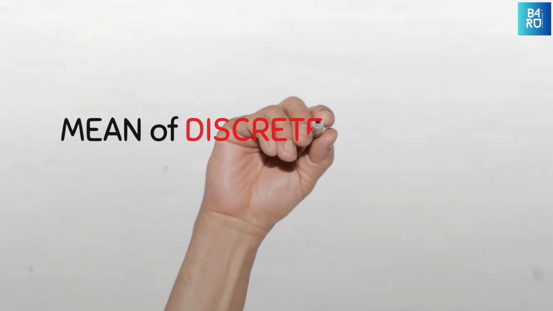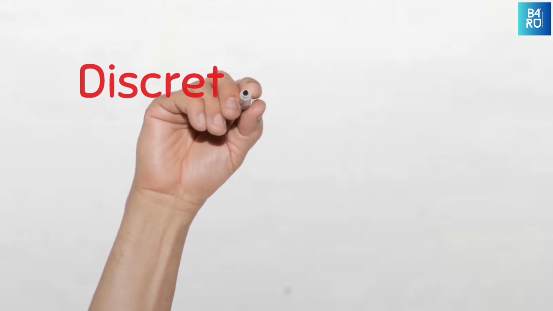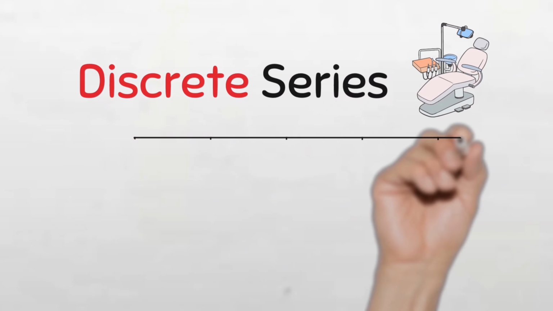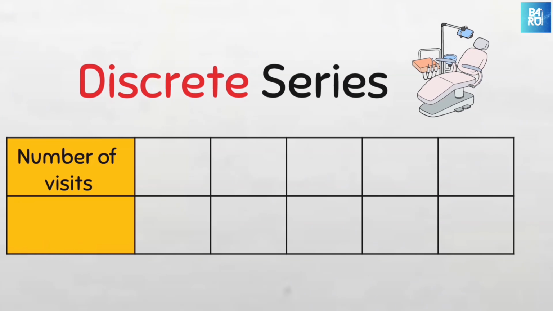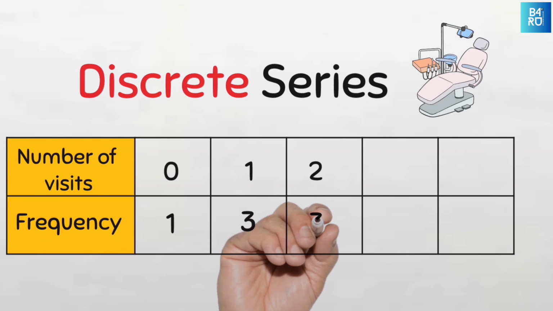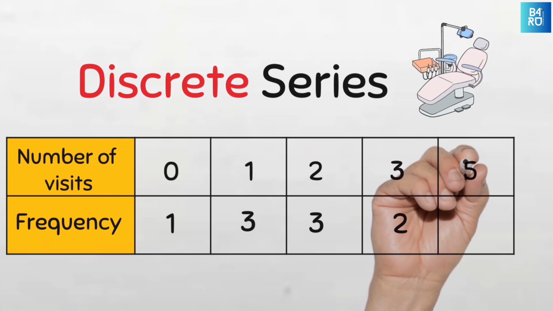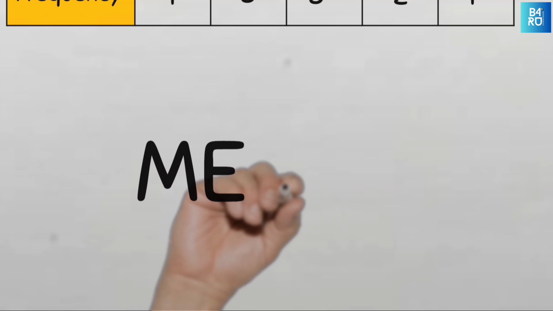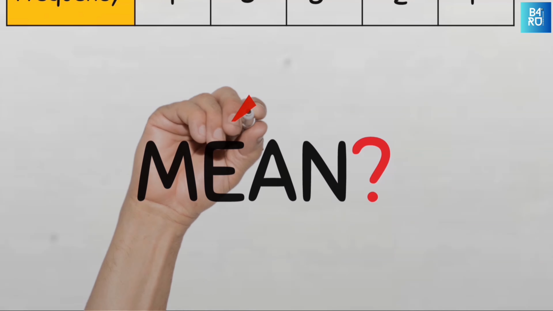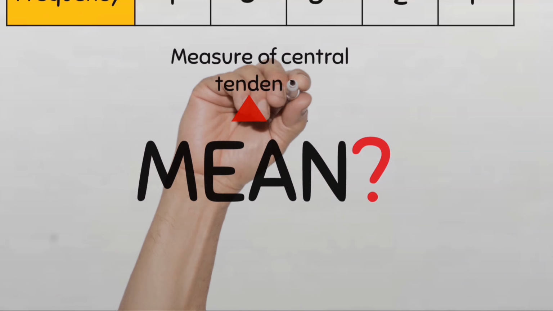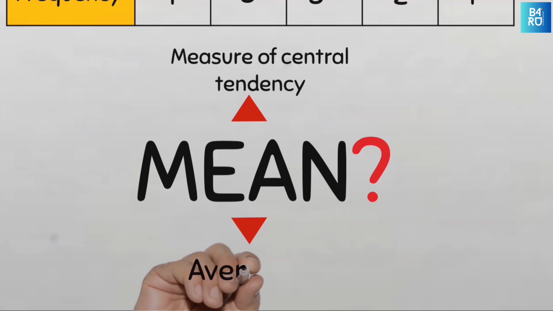The mean of discrete series data. This is a discrete series data set on the number of dental clinic visits of a sample of 10 children in the last 1 year. We know that this is a discrete series data because we can see the variable and the corresponding frequencies, right? So how do we find the mean of this data? Recall that the mean is a measure of central tendency that indicates the average of the data set. So our task here is to find the average.